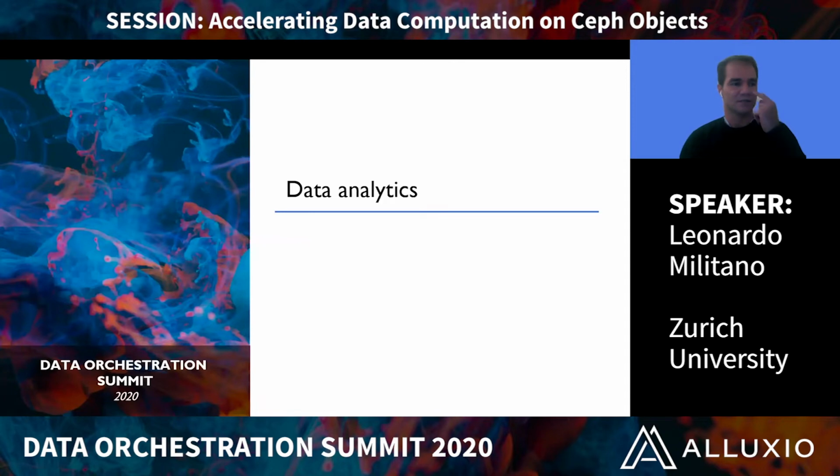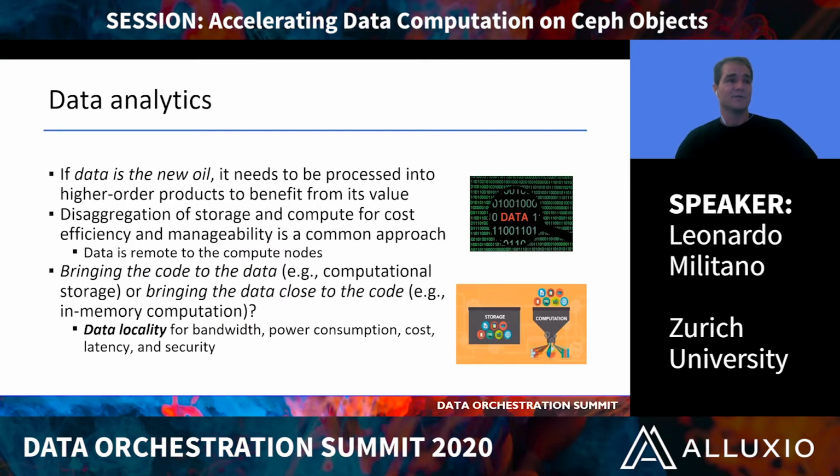this brings me to the next aspect, which is data analytics. So in particular, if we have data as the new oil, we need to process this raw data into higher order products so that we can benefit of its actual value. And the value is the information it contains. And we can imagine, with the huge amount of data which is stored in the cloud and also in the edge of the networks, as we saw, it is very important how we are processing the data to extract the information we want.